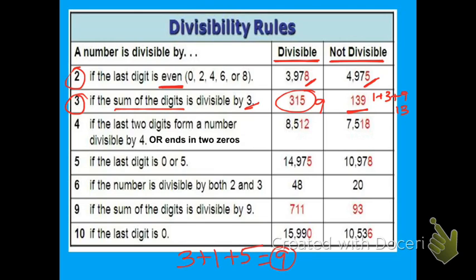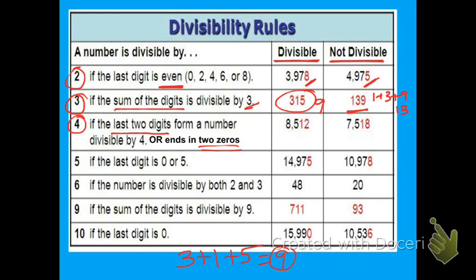Okay? The number 4 is one that's harder to remember than some of the others, because it actually has 2 rules. 4 divides evenly into a number if the last 2 digits form a number that's divisible by 4. So that means not adding them up, just those last 2 digits are a number that 4 goes into. Or it ends in 2 zeros. If the number ends in 2 zeros, like 100, 4 divides into it. 500, 4 divides into it. 1,000, 4 divides into it. Do you see how all those end in 2 zeros? So 4 divides evenly into those.